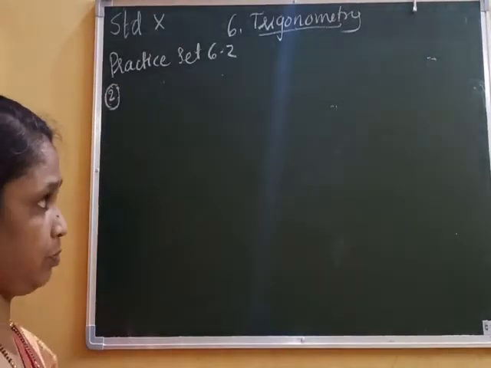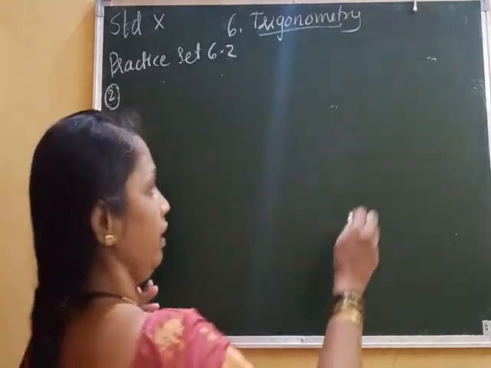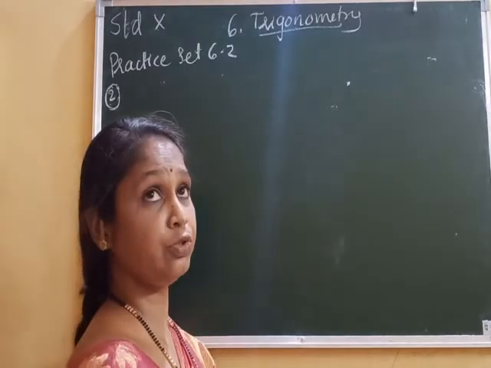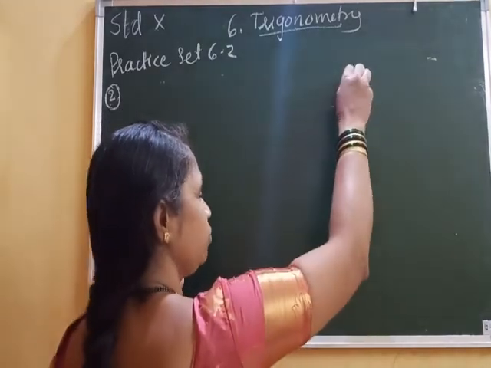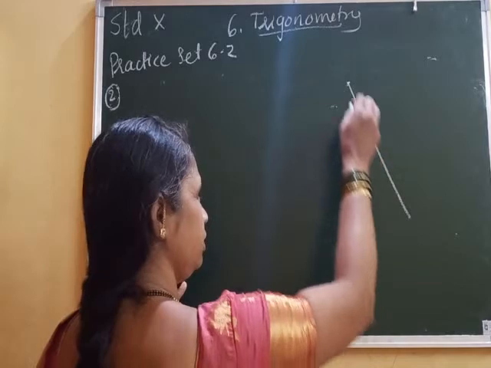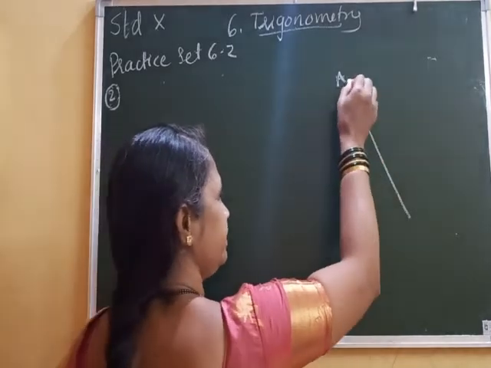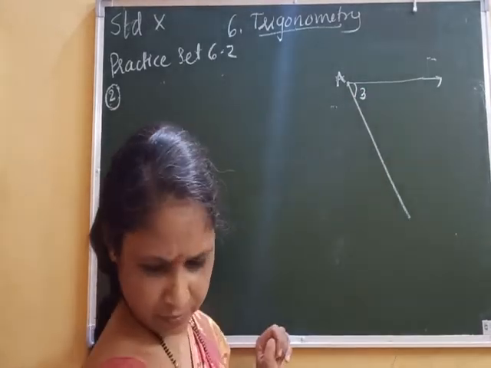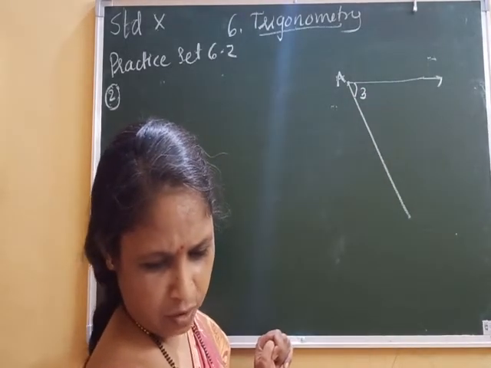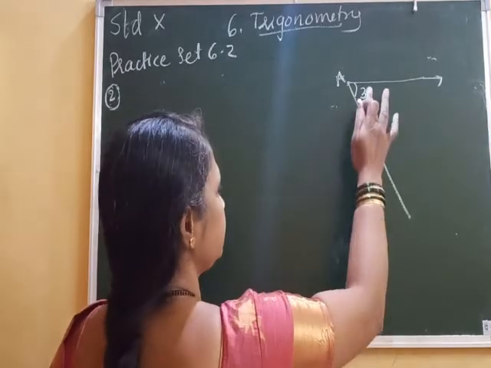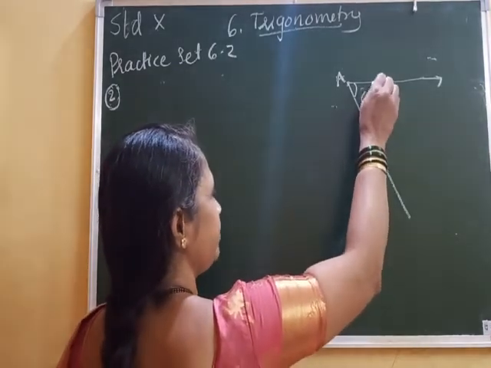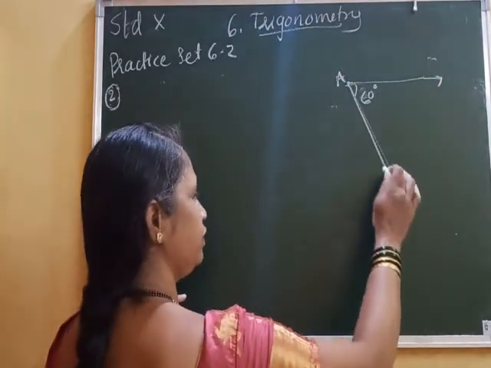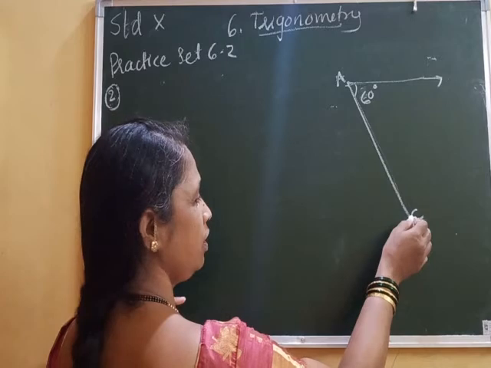Second example. Suppose here this A is the observer. Now what he is doing? He is observing the ship. So here you will write A and this is making an angle of how much? Making an angle of depression of 60 degree. This is the horizontal line and this is the line of vision. That is, he is observing the ship.